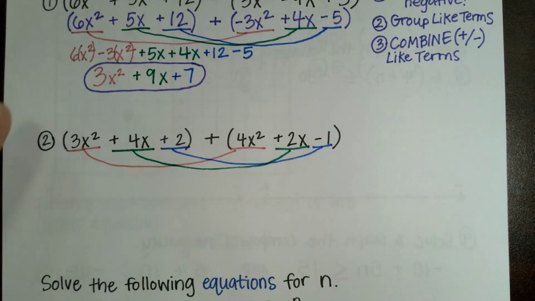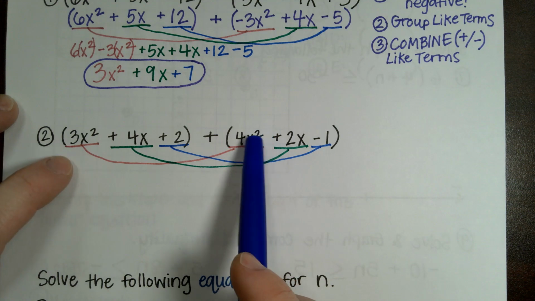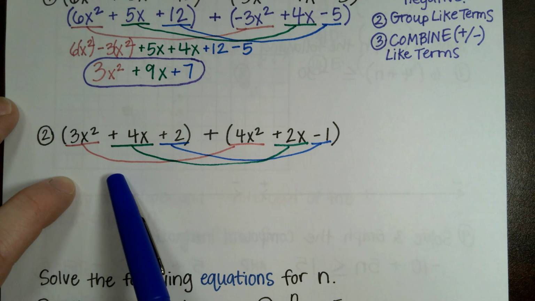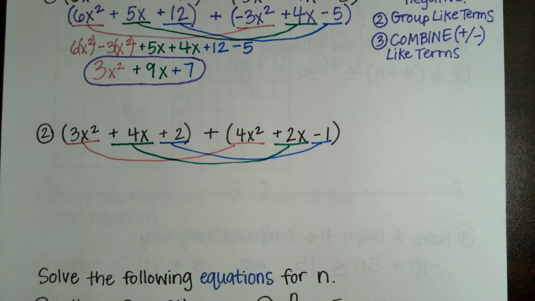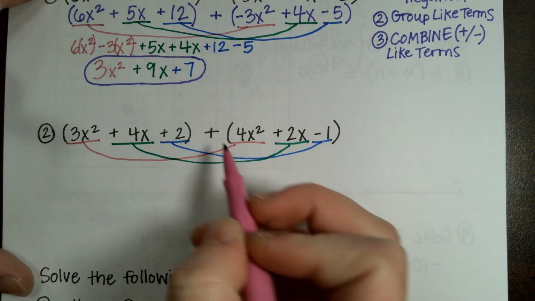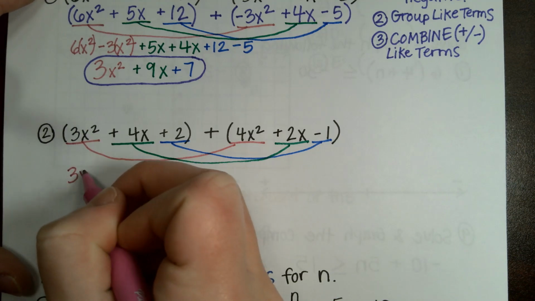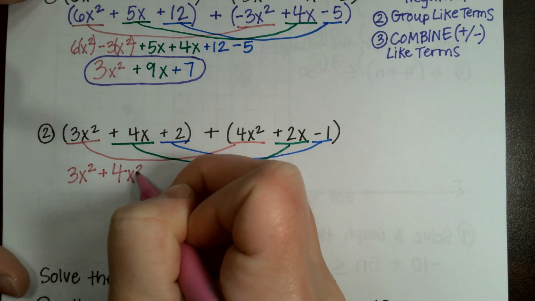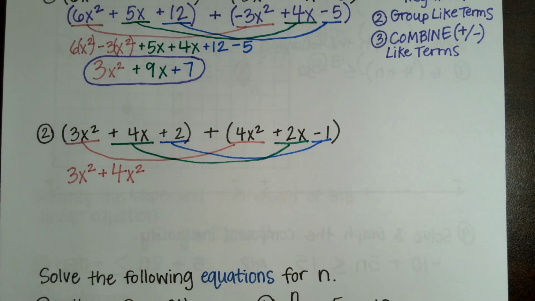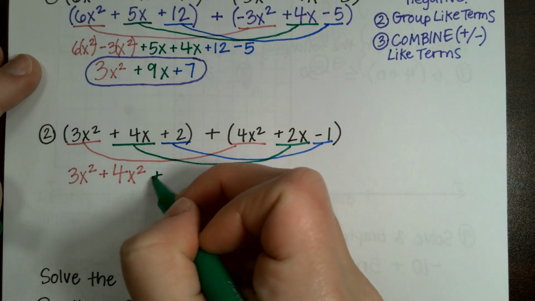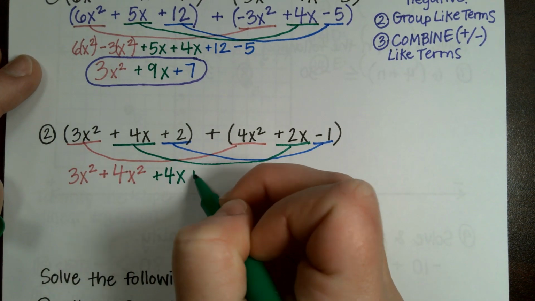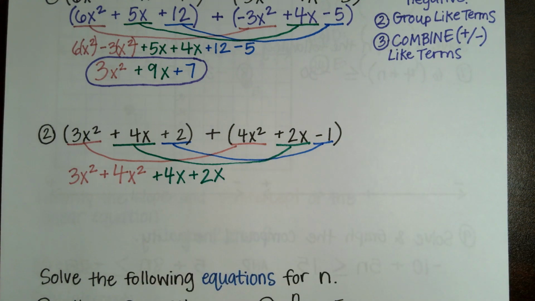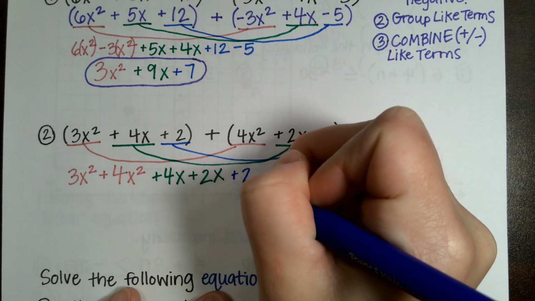I'm just going to have you write out the polynomials in a different order, where you put 3x squared plus 4x squared, then you put your x's, then you put your non-variable numbers. So let's write that out. 3x squared plus 4x squared plus 4x plus 2x plus 2 minus 1.